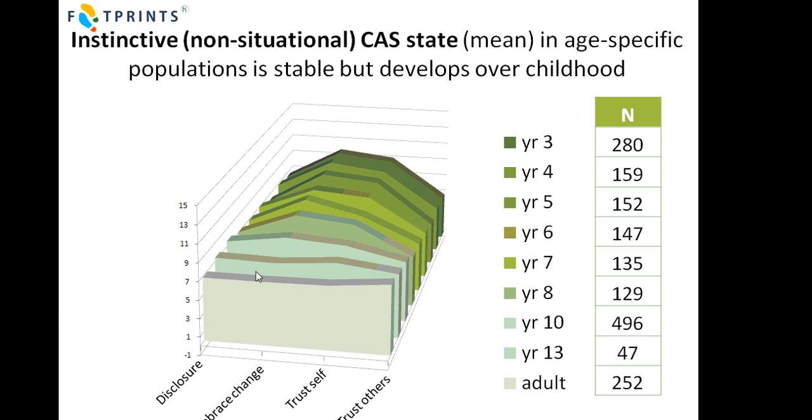So for example, if we take disclosure here and we look down at year 3, we see that year 3 children have as a mean CAS instinctive score a low disclosure score. And that score then rises as children get older up to year 8, year 10, year 13, and to adults where it becomes roughly the mean point of the scale, 7.5 between 0 and 15. And that is a very clear linear chronological progression.